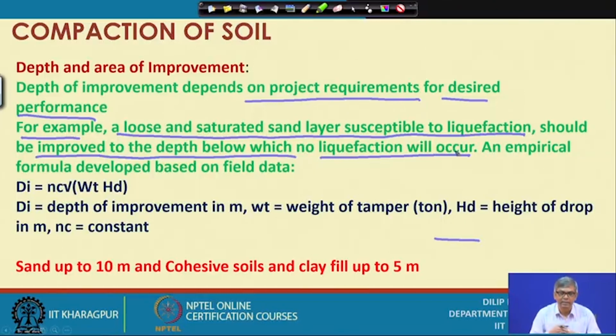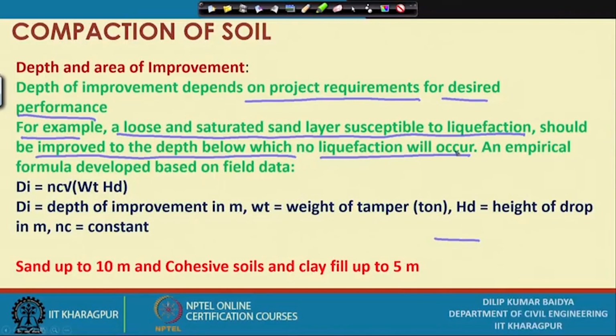Suppose at 5 meter depth we get a loose saturated sand, and that thickness may be another 5 or 6 meter. That means from 5 meter to 10 or 11 meter that soil has to be improved. That is the requirement, and if that is a requirement, this method can be used. To use this method, we need to know how much depth the effect will reach when you use a particular weight. That calculation can be done.